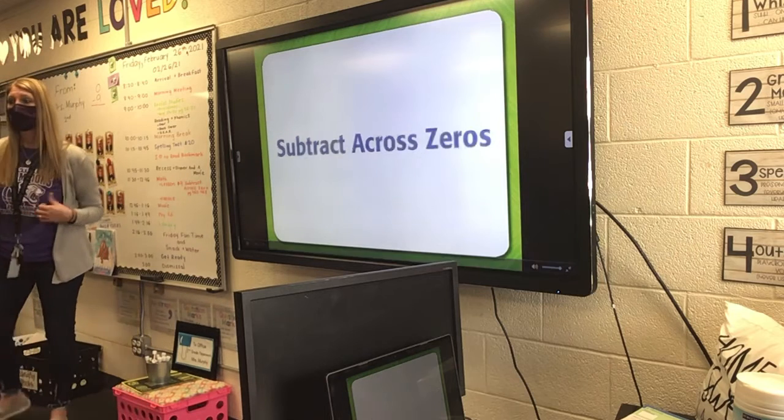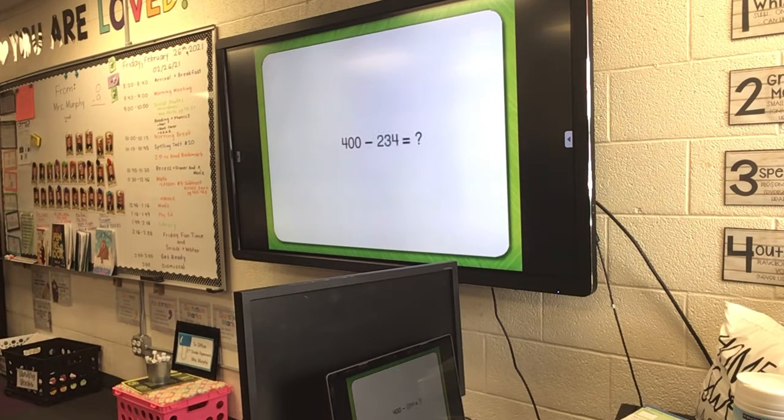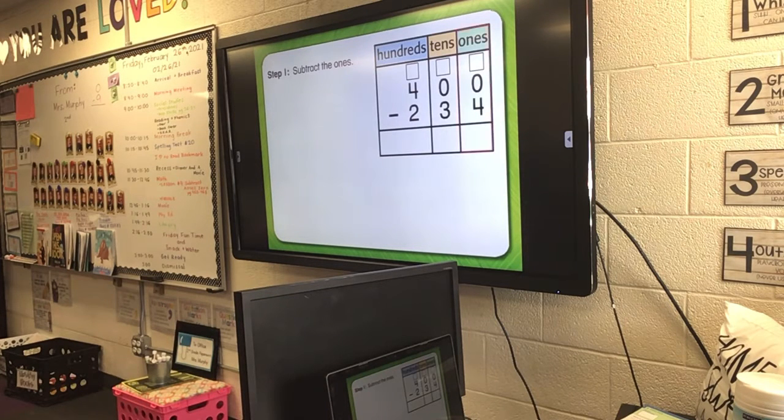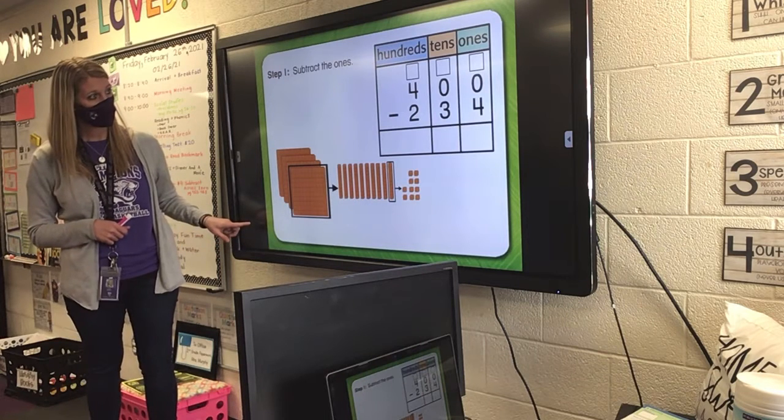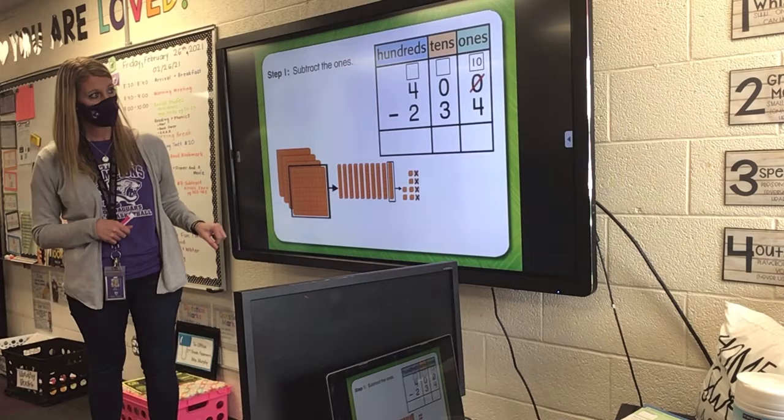Across zeros. Find 400 minus 234. To subtract from a number ending in 0, we will need to regroup more than once. Follow me as we take 3 steps to the answer. The first step is to subtract the ones. You cannot subtract 4 from 0. There are no tens to take from. We will need to look at the hundreds. We can regroup 100 into the tens. Now, we can regroup 110 into the ones. You can subtract 4 from 10. 10 minus 4 equals 6.